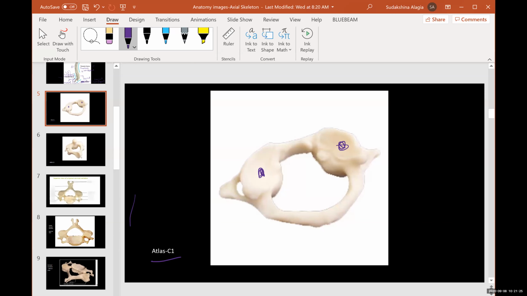I only have identification for the atlas. It has anterior arch, posterior arch, and transverse process. So atlas, which looks like a ring, you can't study the average structures of a vertebra in atlas because it's very different. But identify atlas as atlas.